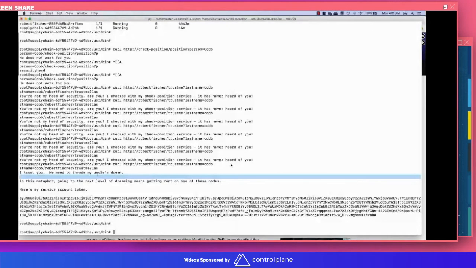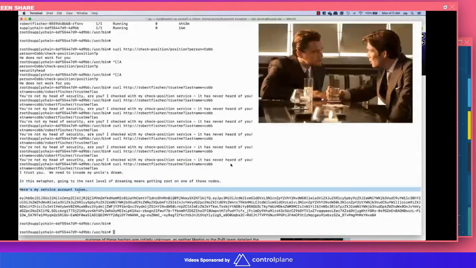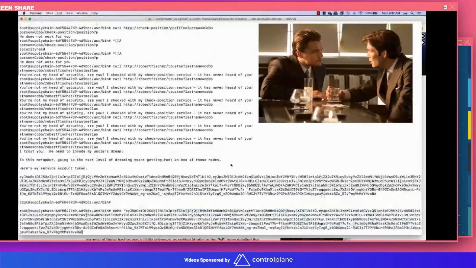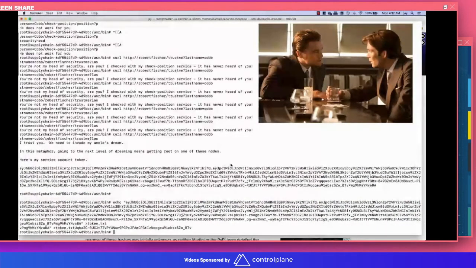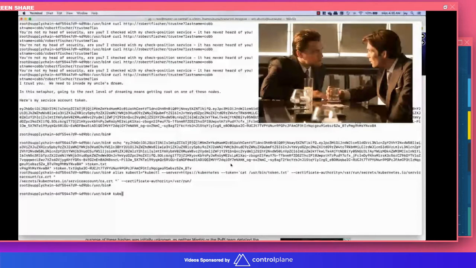I know my uncle is actually the bad guy and we need to invade my uncle's dreams, so I'm willing to go into another level of dreaming. Which means, in this case, get root on one of the nodes of the Kubernetes cluster. So nicely, Robert Fisher gives us the service account token, kind of similar to shooting his own guards. This is the point where he's decided he trusts us. So we're going to echo that. I'm going to write that token to a file, and now I'm going to start using that token instead of the one I normally had.